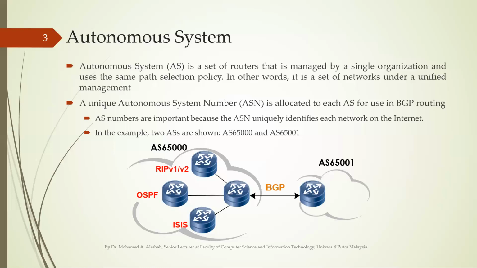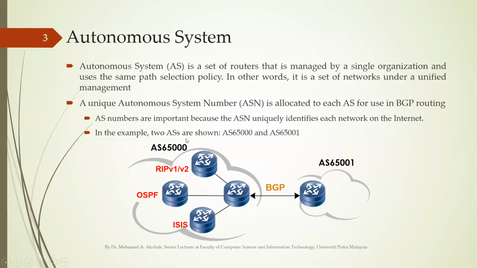So AS numbers are important because the ASN uniquely identifies each network on the internet. So this autonomous system number is something similar to the IP address, but this one is to identify networks or to identify autonomous systems.